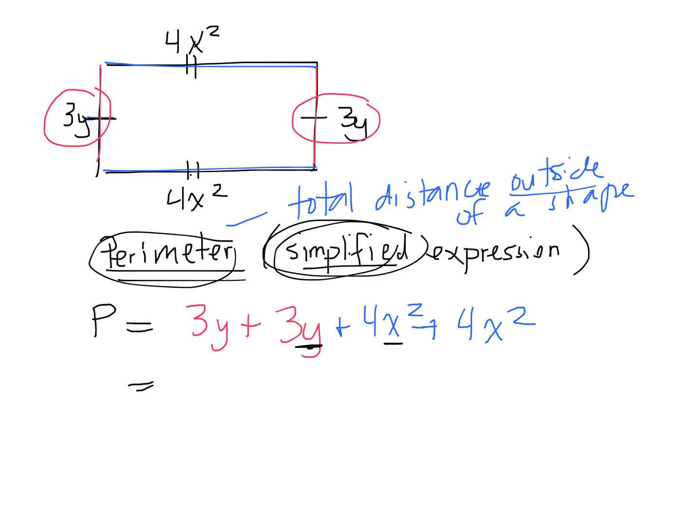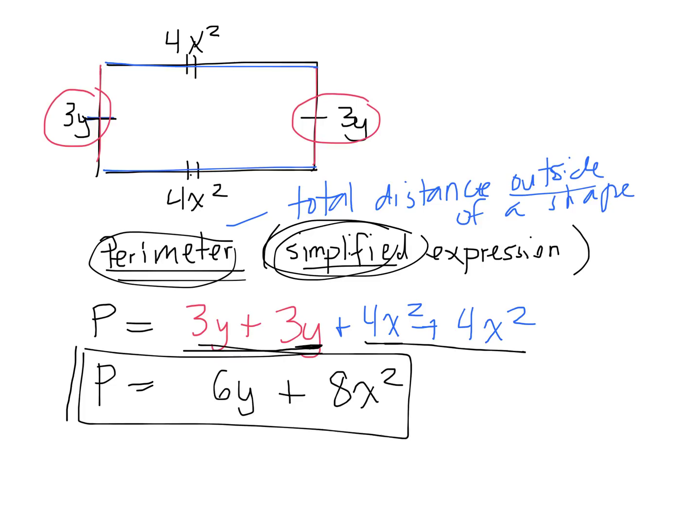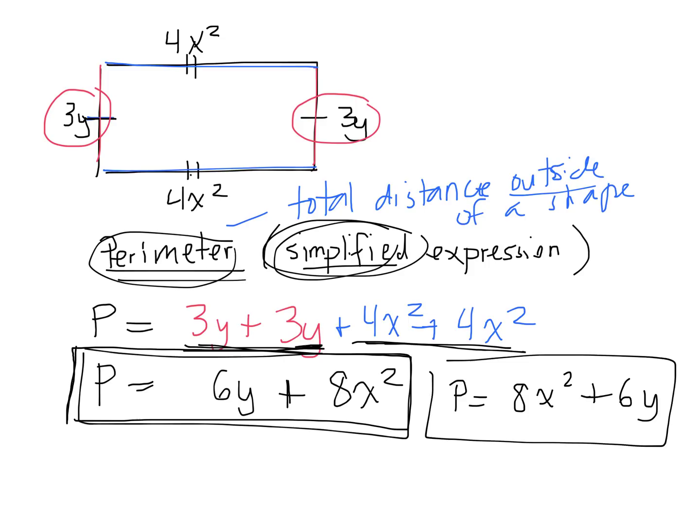So, how would we simplify this? Yes? Good. The perimeter is equal to 6y, which was 3y plus 3y, plus 8x squared. 4 plus 4 is 8. Can you write it like this? Perimeter equals 8x squared plus 6y. Is that also correct?